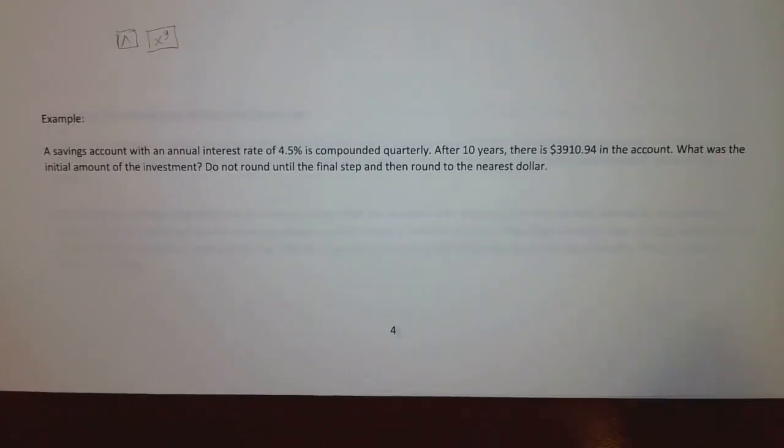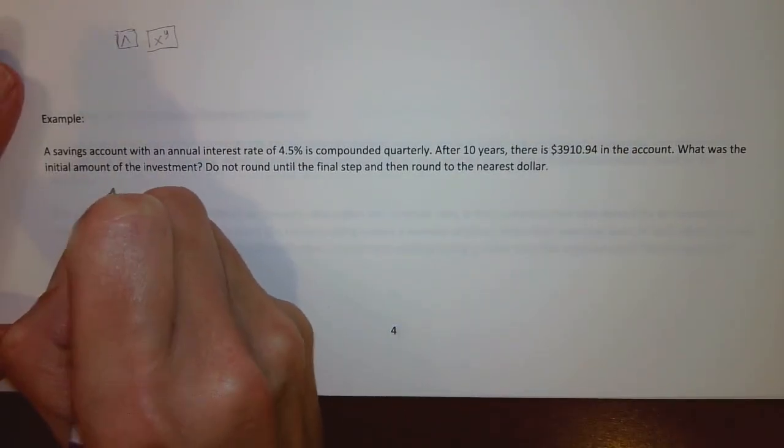All right. A savings account with an annual interest rate of 4.5% is compounded quarterly. After 10 years, there's $3,910.94 in the account. What was the initial amount of the investment? Do not round until the final step and then round to the nearest dollar. Okay, so the longer you wait to round, the less error in your final answer. If you round early, you may be significantly off from your neighbor.